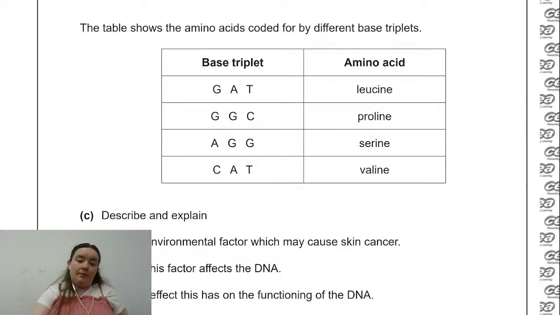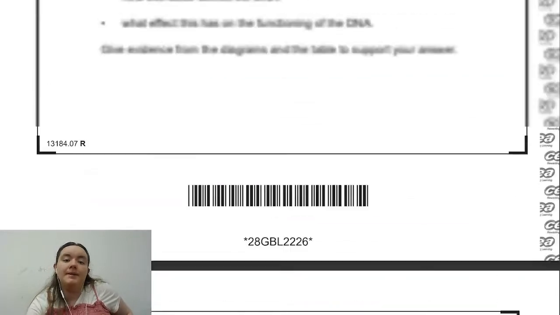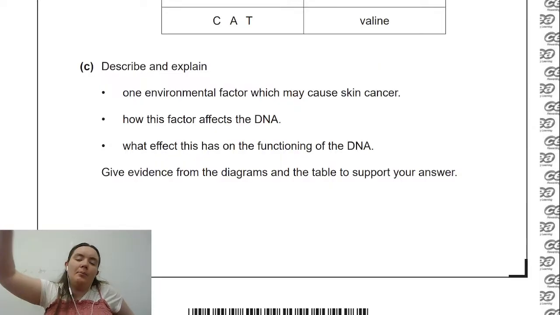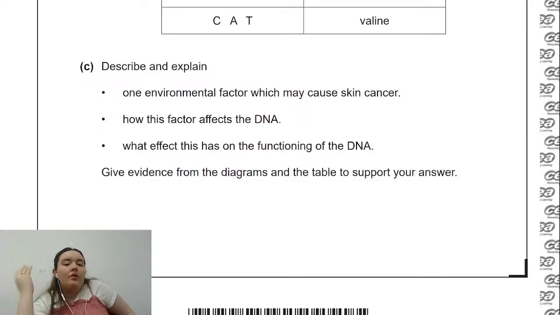So we've got describe and explain. Do they have this separated out first? No, they haven't. Okay, sometimes they do. Sometimes they'll have a bullet point, do a bit under it, bullet point, do a bit under it. Okay, so one factor which may cause skin cancer.